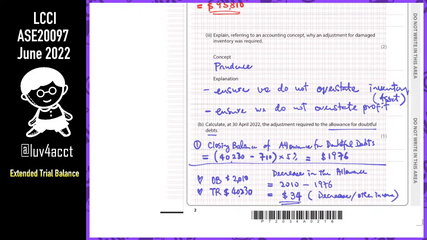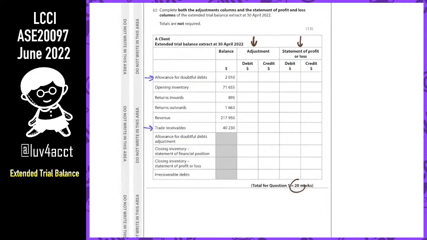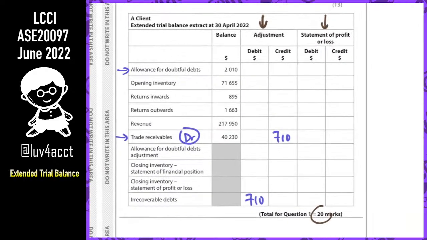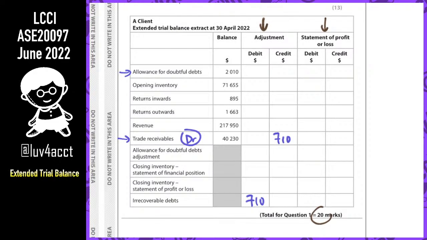So let's continue. Here I will adjust this allowance first, because we just finished it. Adjustment column. If we want to write off an irrecoverable debt, it is an expense for you. That's why 710 here. And then reduce the amount of trade receivables, because trade receivables is a debit account. That's why I will have to credit it.